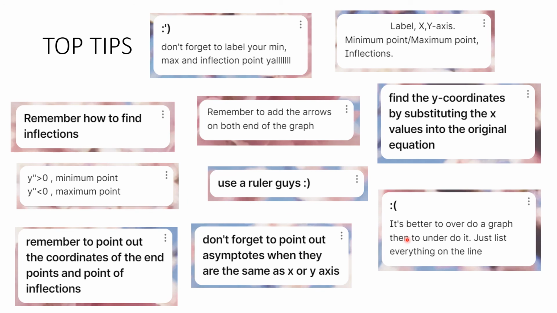Use a ruler. It's better to overdo a graph than underdo it. Just list everything on the line. Don't forget to point out asymptotes when they are the same as the x or y axis. Remember to point out the coordinates of the endpoints and the point of inflection.